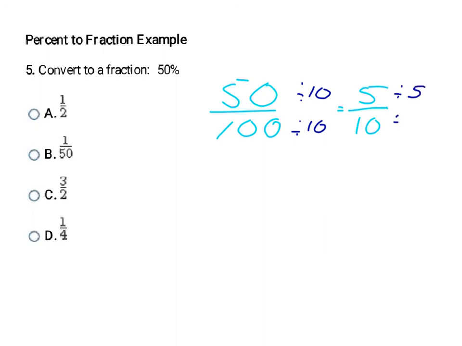So I'm not quite done reducing it. So I'm going to divide both of these numbers by 5. And 5 divided by 5 is 1. And 10 divided by 5 is 2. And that's going to leave me 1/2. I can't reduce that anymore. So that's going to be my final answer. So that makes sense. If you get 50% right on a quiz, you've gotten half the questions right.